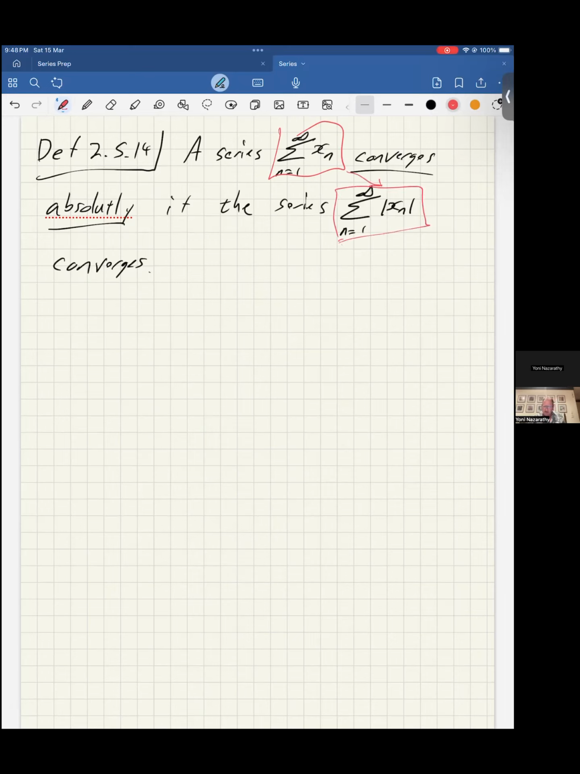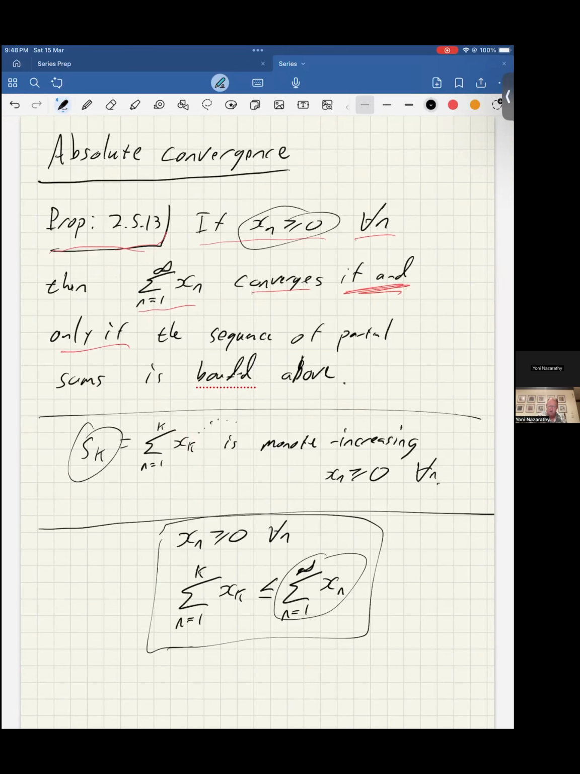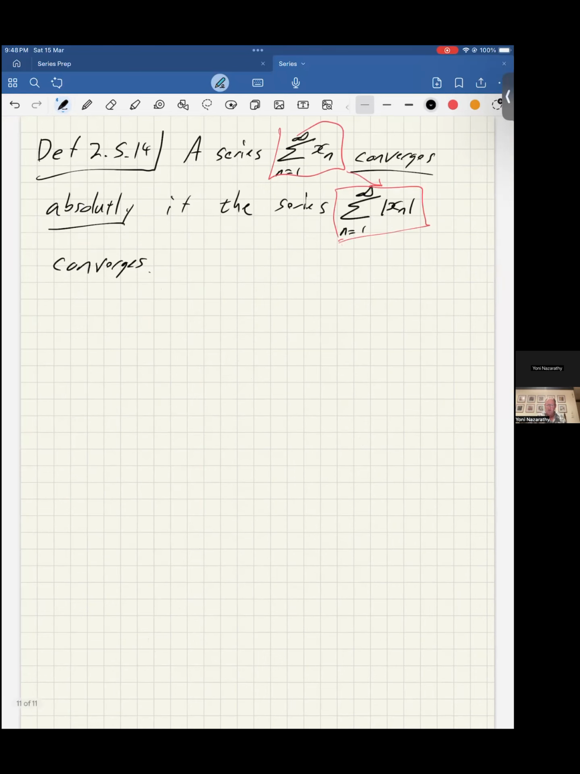Now, what's the difference between this other series and the original? Of course, if all of the xn are non-negative, as in the precondition of this proposition, then both series are the same, so every such series converges absolutely. But perhaps the series has some negative terms, and then the series down here is different, right? Because this series has only non-negative terms, and its partial sums are monotonic increasing. Okay, so that's what we say when a series converges absolutely.